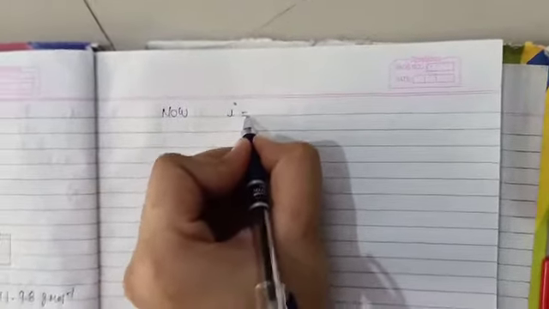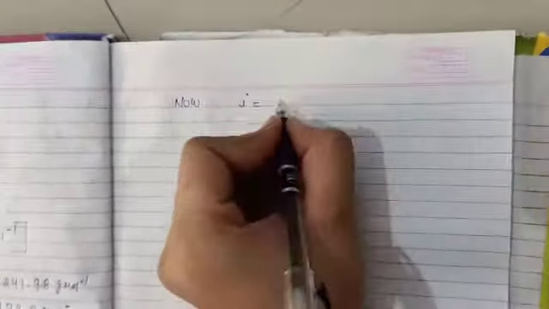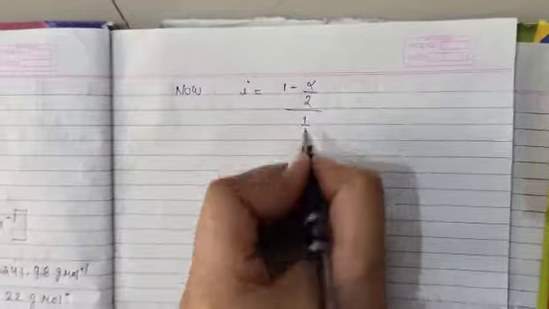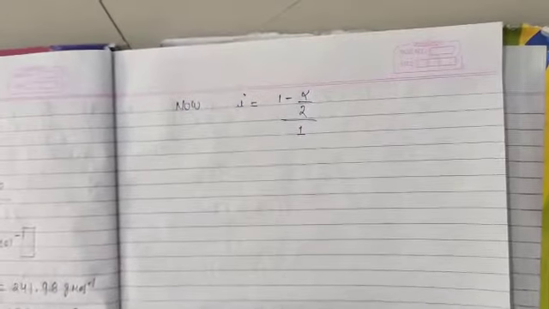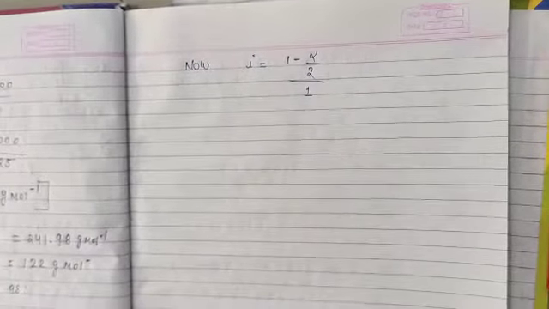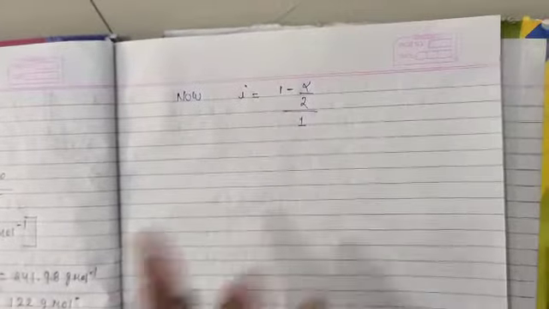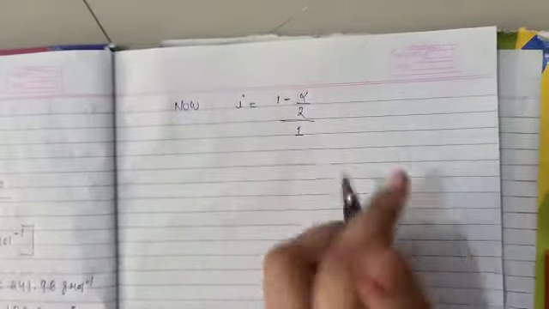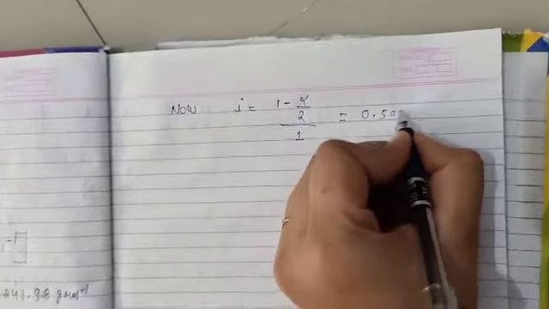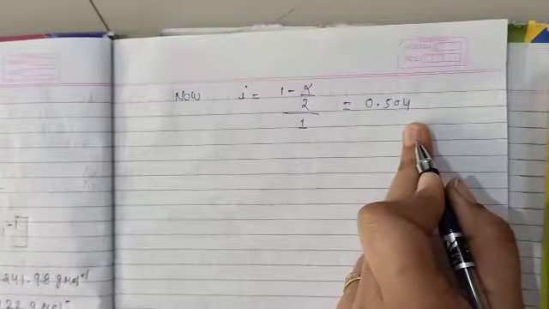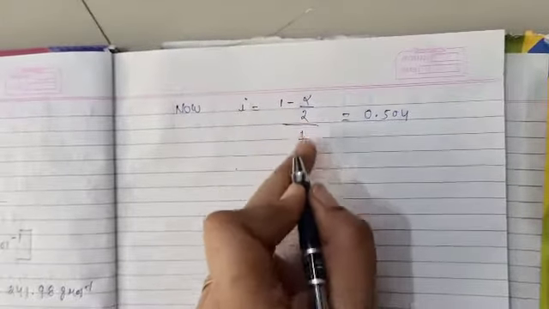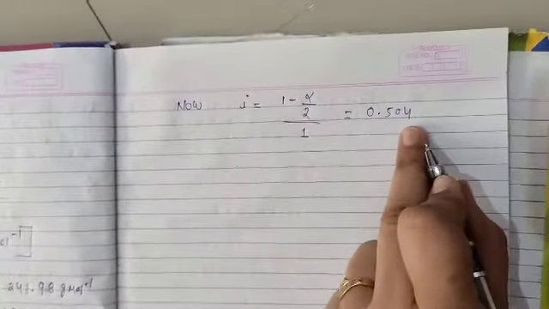Now I is equal to what here? 1 minus alpha by 2 upon 1. What is the formula of I? That's observed colligative property upon normal colligative property. So this is here. Now this one is equal to 0.504, which we have already calculated. So now I is equal to 1 minus alpha by 2 upon 1, equal to 0.504.